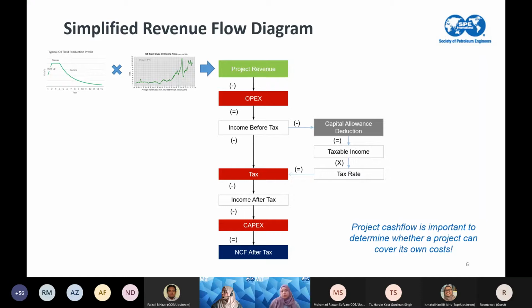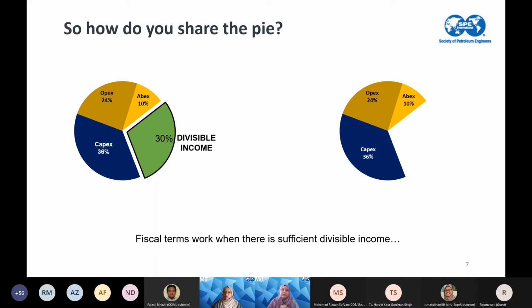Because this goes on to the next part, right? Once you have something to share, once you have profit, that's when you figure out, how do I split this profit between myself, the host authority, or the opposite? The host authority will ask, how do I split this profit between myself and the contractor? Any leftover revenue after paying for capex, opex, abex is called divisible income. This divisible income is important because this is where you start when you talk about wanting to split your income between host authorities and the contractors.